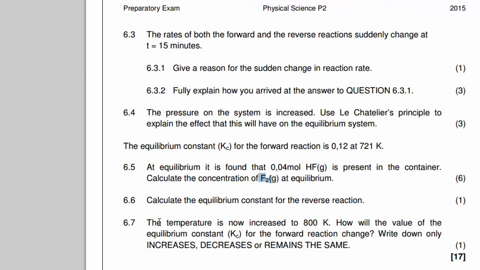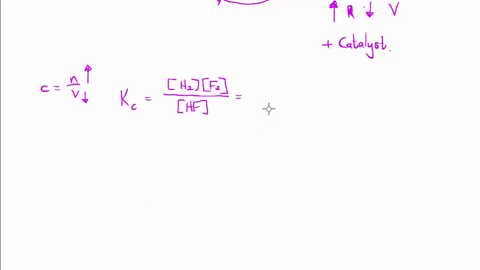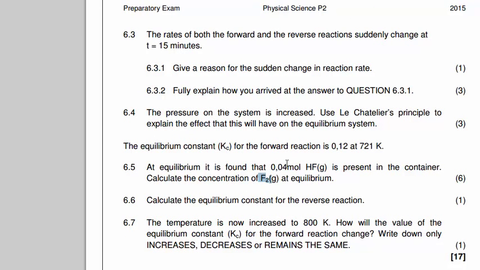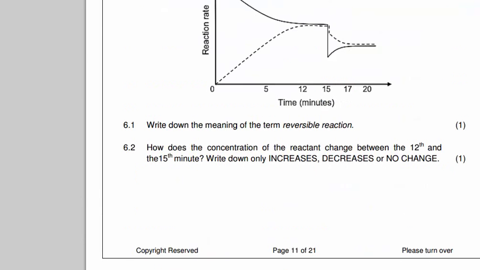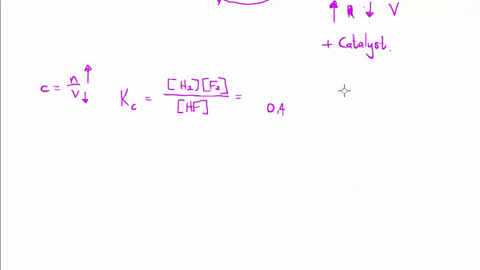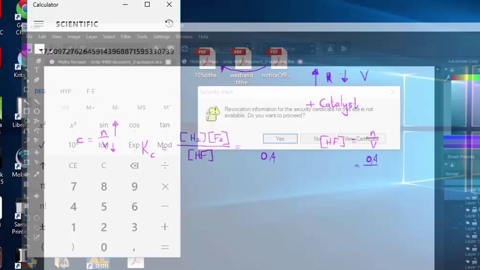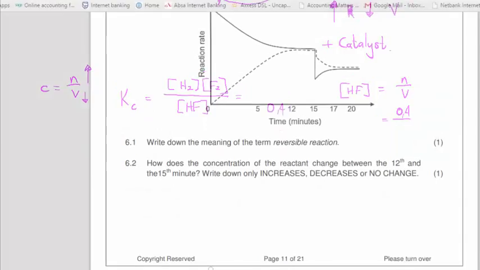Okay, the concentration of hydrogen fluoride they did give me. They didn't give me the concentration. They give me the amount of moles. So I already know that at equilibrium, this one is at 0,4 mole, and now I just need to know what's the concentration, and so I need to go and look at the size of the container. Well, let me rather do that. So the concentration of hydrogen fluoride would be equal to the moles divided by the volume, which is 0,4 divided by the volume of the container.